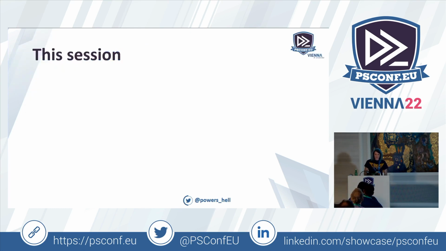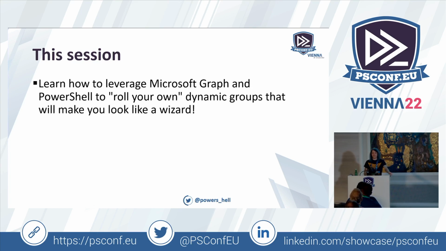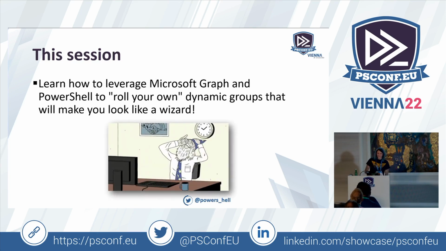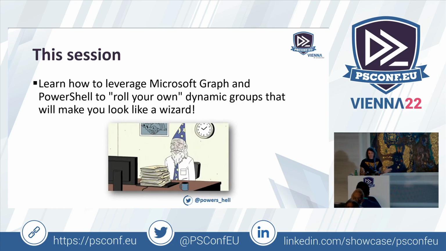Okay, so as I said, the session is about how can we fix AAD dynamic groups, because conceptually it's a really important thing to do, but it just doesn't work as well as everyone wants it to, or hopefully it could one day be. So what we're going to do today is learn how to leverage Microsoft Graph and PowerShell to roll our own dynamic groups that will make you look like a wizard. I've talked about this at length previously, so I'm hoping that most of the people in the room will be able to do this stuff very quickly and fairly easily, so we're just going to go through it now.